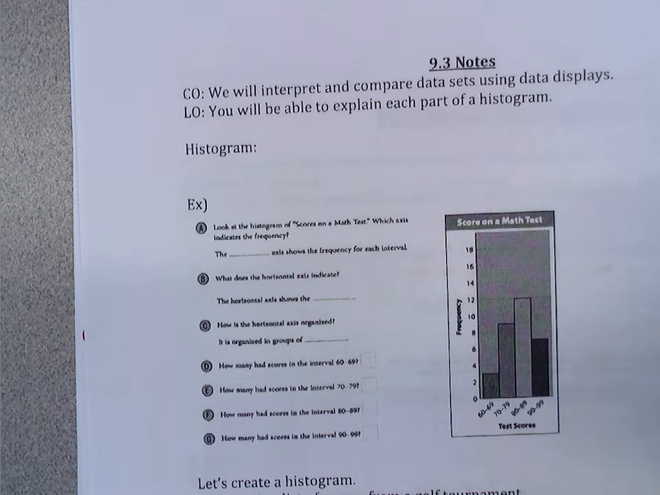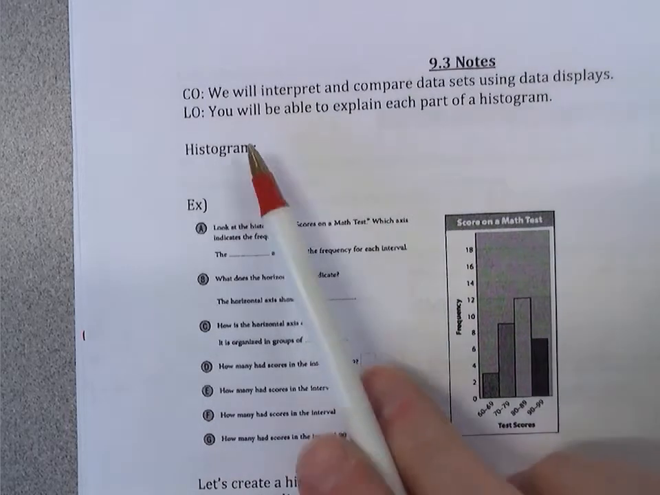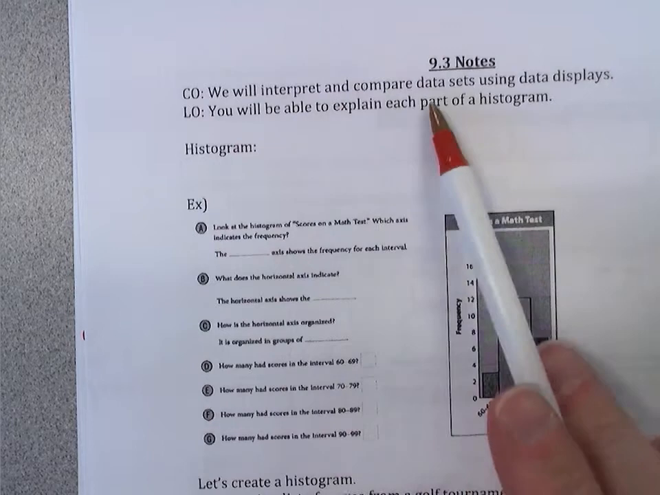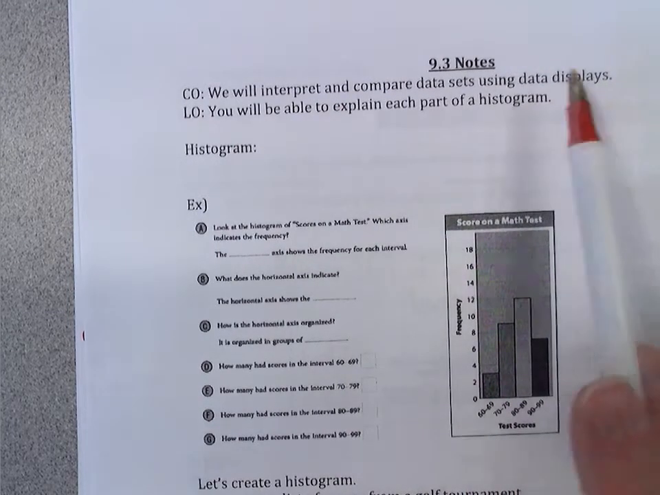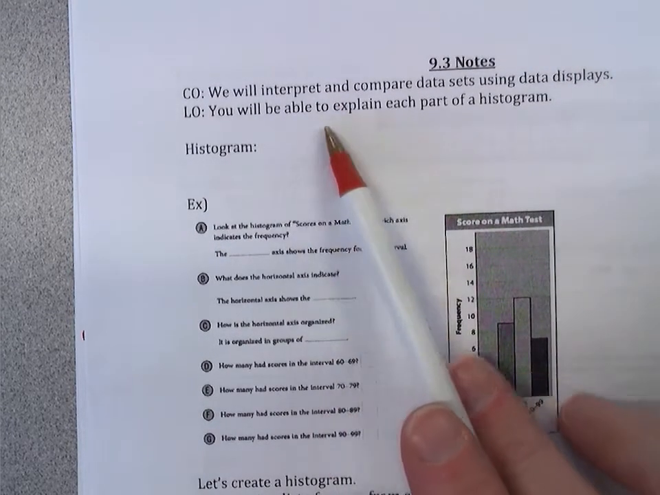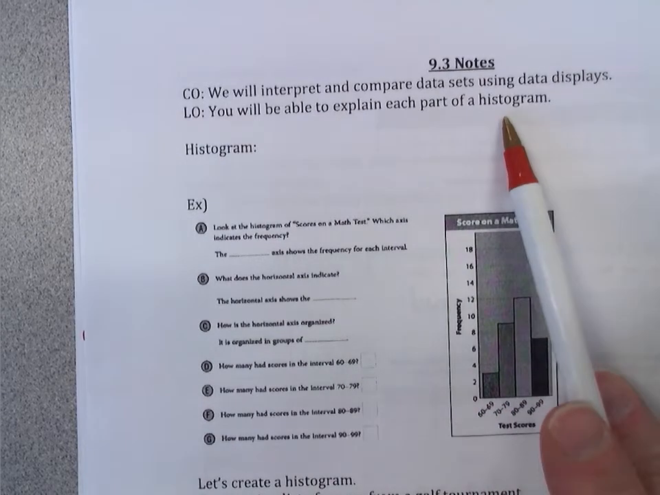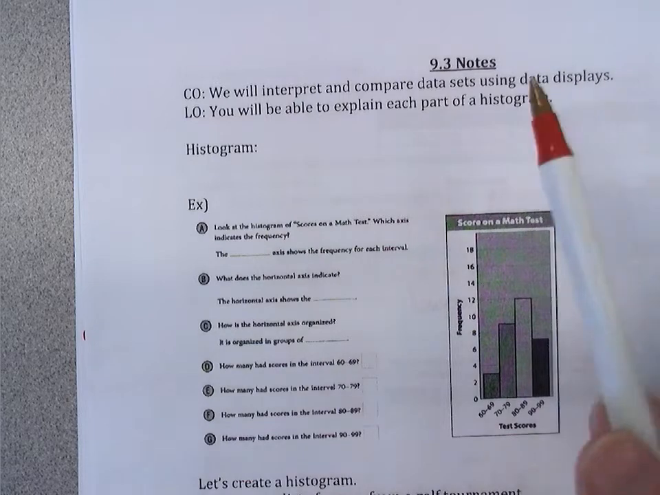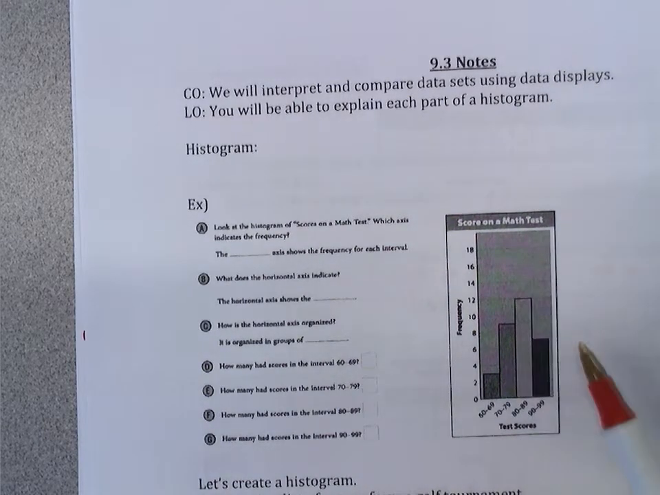All right, welcome. This is part one of lesson 5. Today our content objective is we will interpret and compare data sets using data displays. Our learning objective is you will be able to explain each part of a histogram. A histogram is one of the types of data displays that we can use. So let's look at this first histogram.